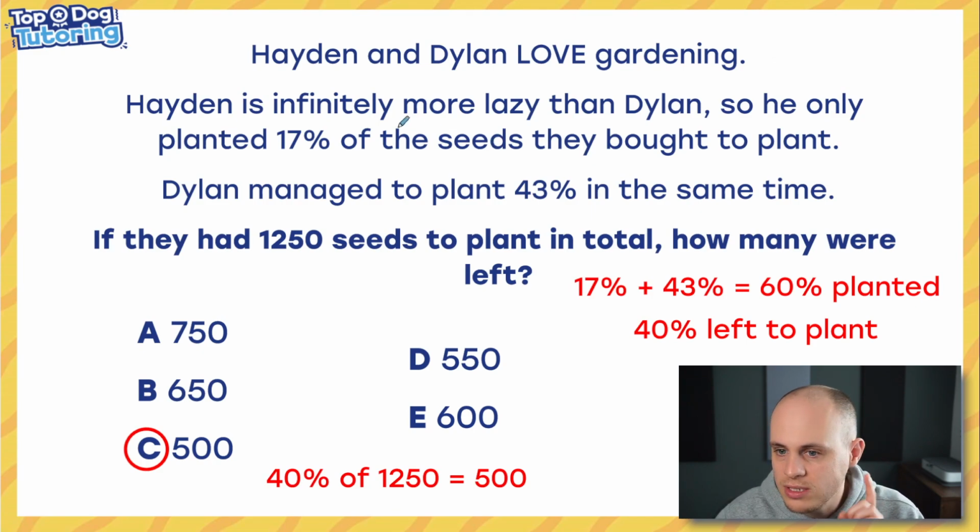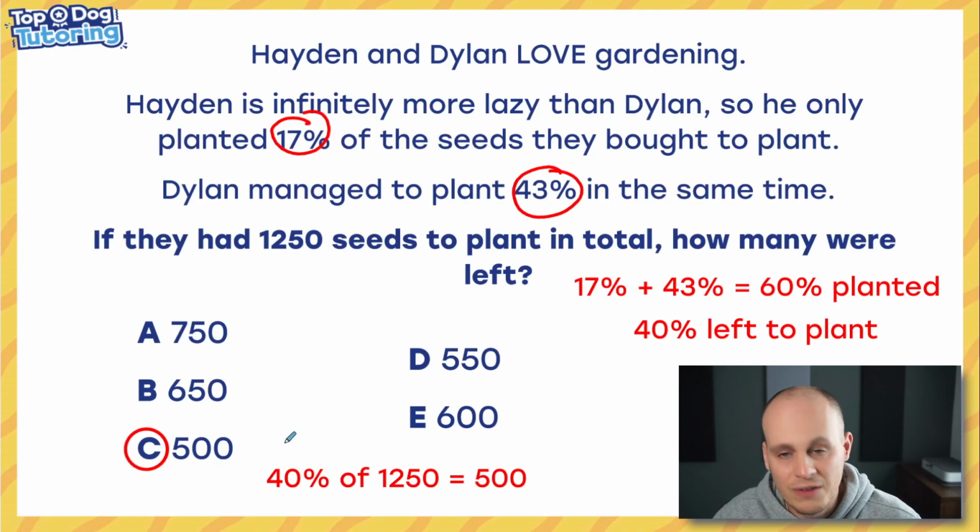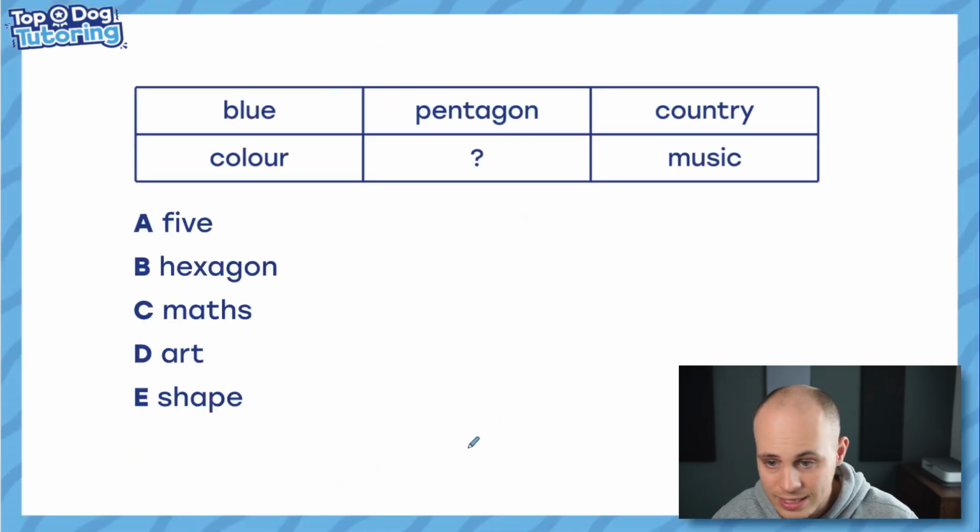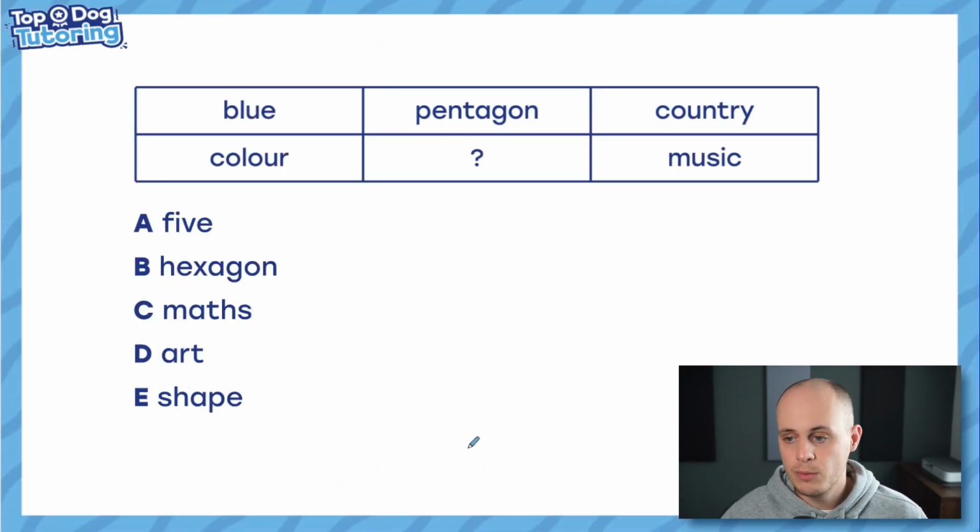And the reason it wasn't as nasty as it looks with all these percentages is because if we just add 17 and 43% together, we get 60%. Okay, and we're just trying to find 40% then of the number. Find 10% of the number and times it by 4, you're left with 500. That was the answer. Now today, I've got some verbal reasoning grids for you.